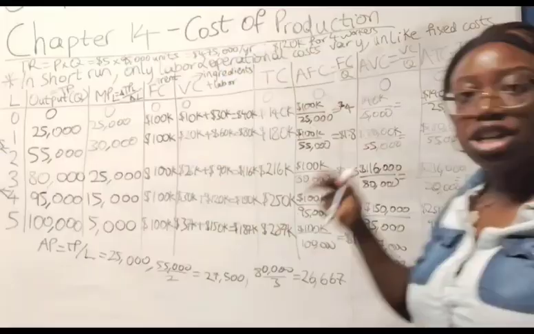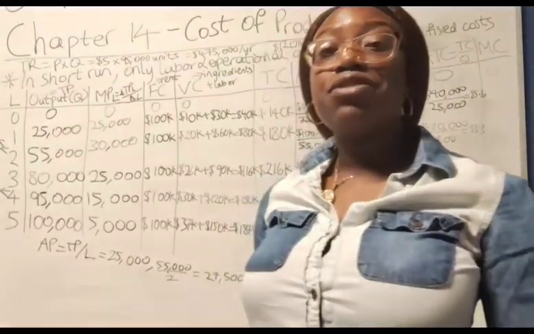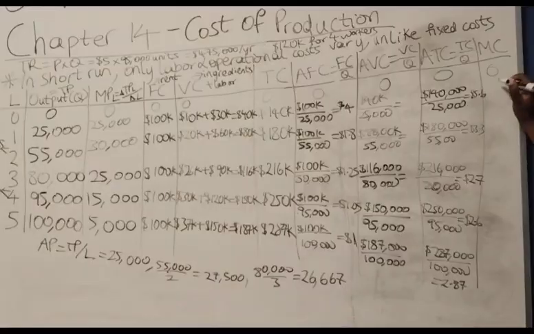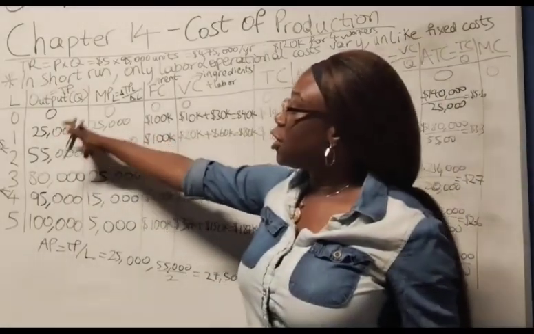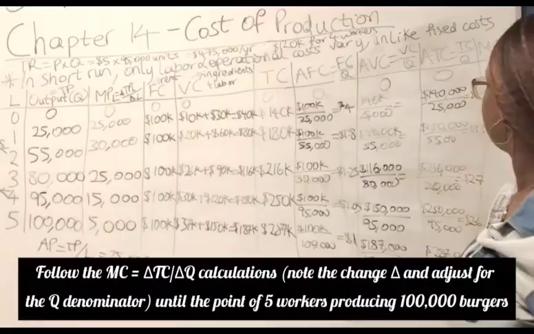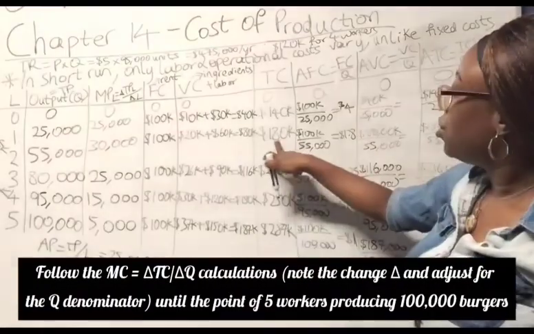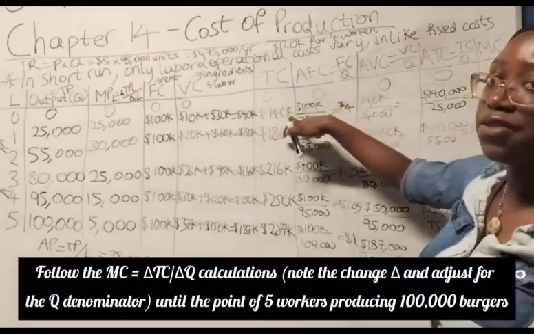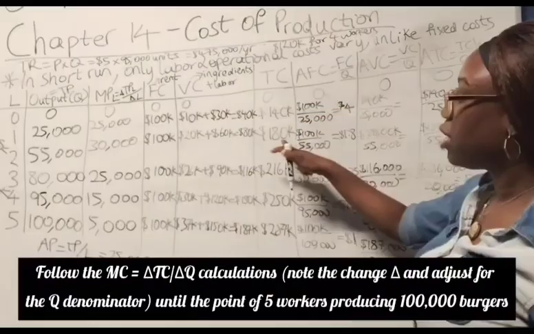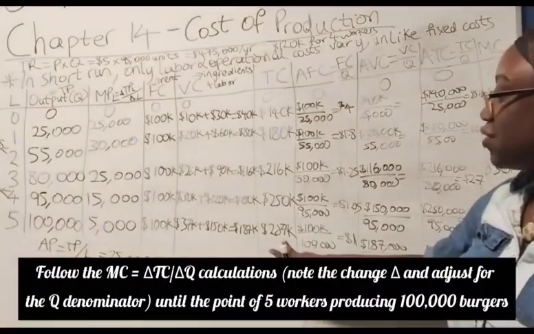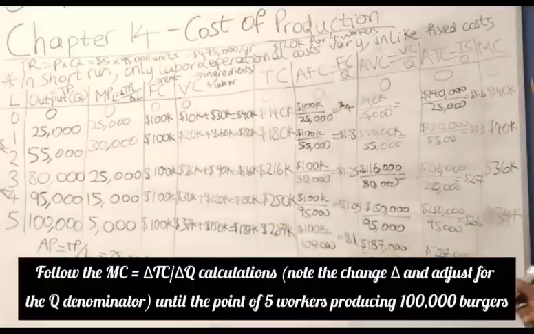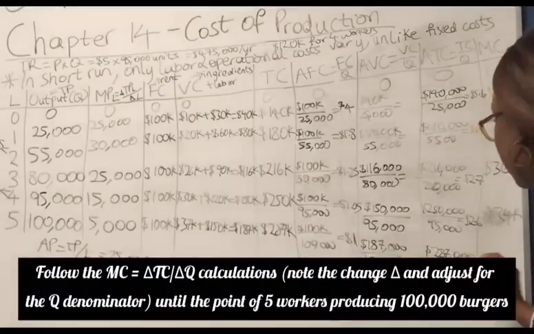How about marginal cost? Marginal cost is the difference in total cost that results from increasing outputs. At zero production, you have $0. Between 25,000 burgers produced, 140k minus $0, that's going to give you 140k as a marginal cost. How about at the next level, you're going to have 180k minus 140k, so that's going to give you 40k extra cost. And then 287,000 minus 250,000, that's going to give you a difference of $37,000.